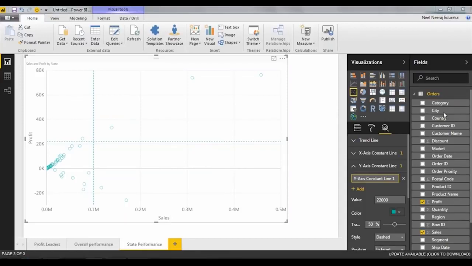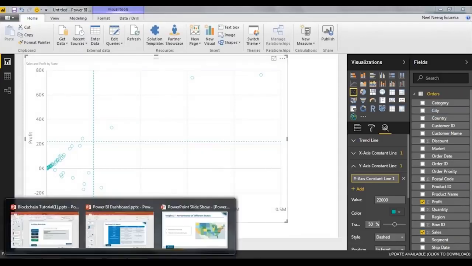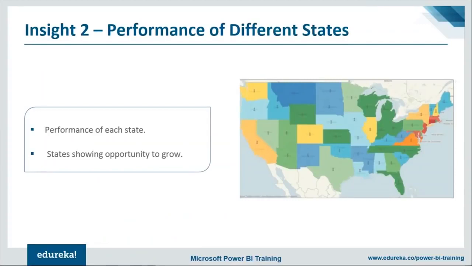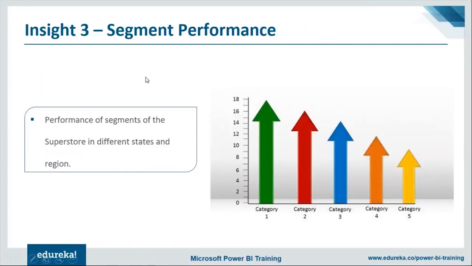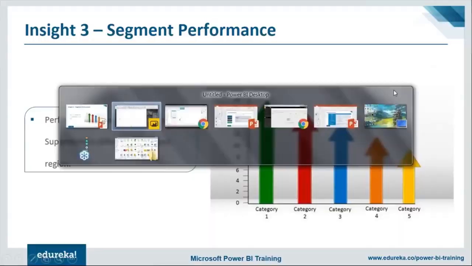So are you guys clear with respect to the insights that we have achieved here? Any doubts with respect to what I have discussed? Great. So the third insight, what we'll be doing is we'll try to identify segment-wise performance. We'll see how each of the segments are doing in the different states. So let's go back to our Power BI desktop.